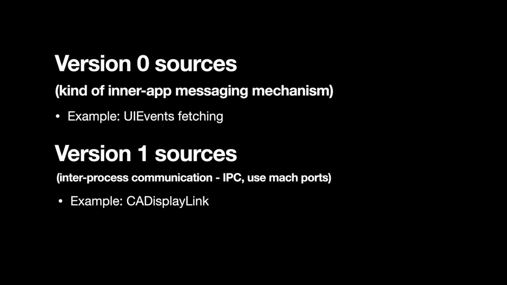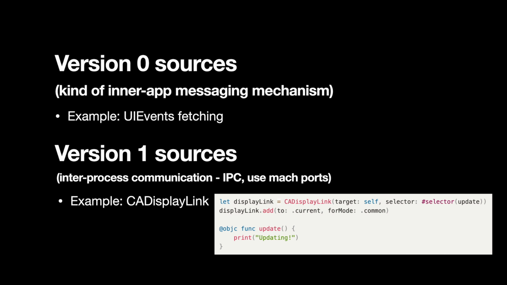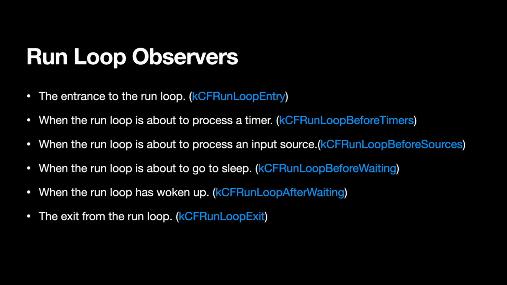For example, version 1 source is used under the hood of CADisplayLink. CADisplayLink is often used to synchronize your code to the display refresh rate. runLoop also has observers to notify when the runLoop state has changed to one of those that you can see here. You probably will never need to create runLoop observers in your app, but being aware of the existence and purpose of runLoop observers can be useful for understanding how UIKit works under the hood.